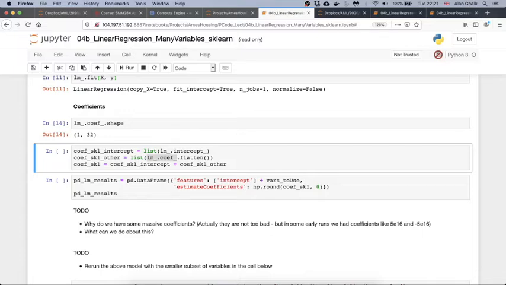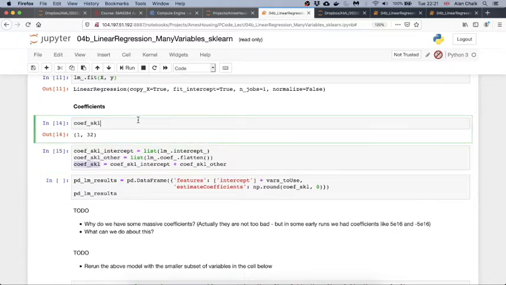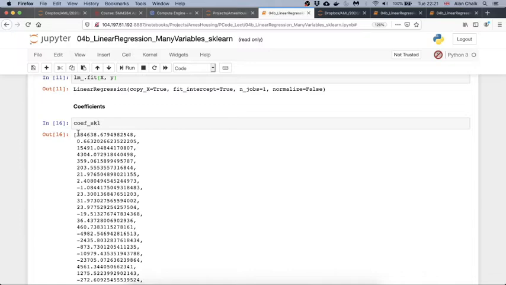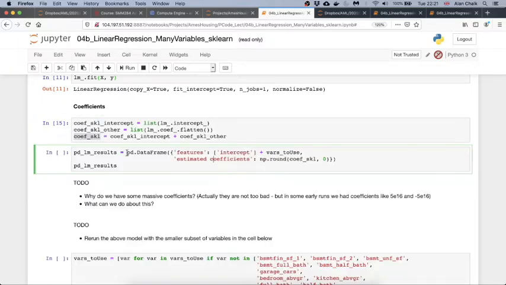Yep. And we want to flatten it and turn it into a list. Finally, we're going to add those two lists together. So if I look at the two lists together, we have the intercept at the beginning, followed by all the other coefficients. Let's put them in a data frame. I've got a typo there. df should be data frame instead of pd.